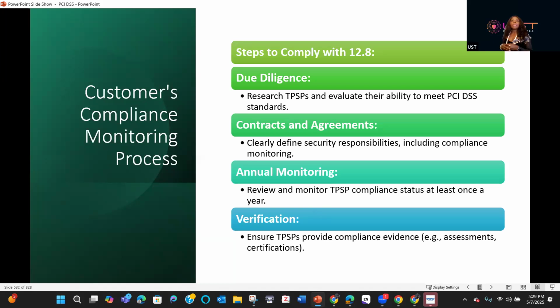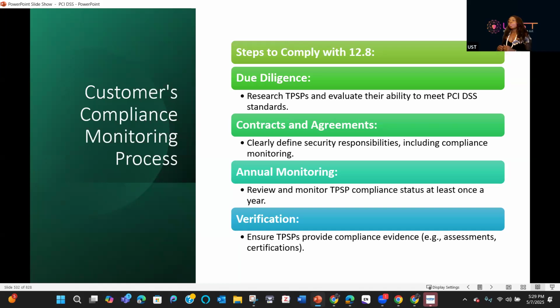Also, to comply with requirement 12.8, you first have to perform due diligence. It means that you, the client, have to research the third-party service provider and evaluate their ability to meet the PCI DSS standards. And this is some of the things that we covered previously. Then the next one is to come up with a contract and agreement where you clearly define security responsibility, including compliance monitoring.